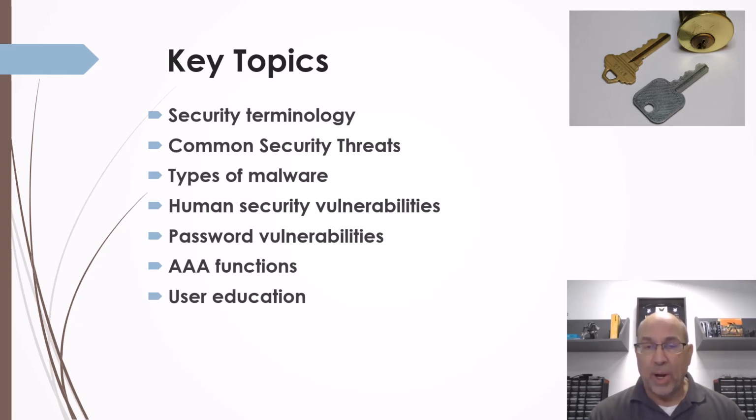Types of malware, there's a whole bunch of them, and a lot of them are very similar, but there's some differentiation there. What do you do about people? Users are sometimes our worst enemies, even though they don't even know it or aren't trying to be. Some password vulnerabilities, as we said. AAA functions, these are keeping track of things. And then, what do you do about educating your users?